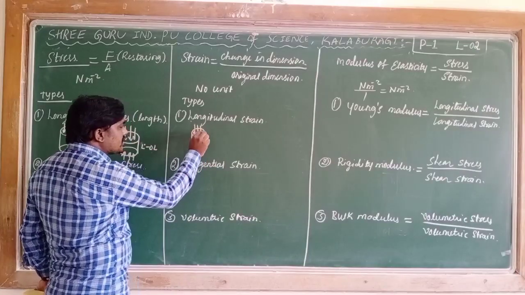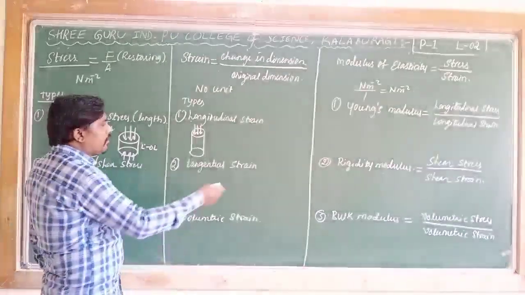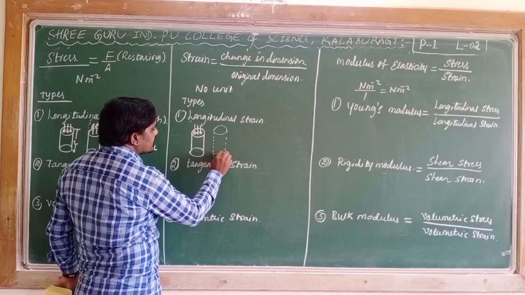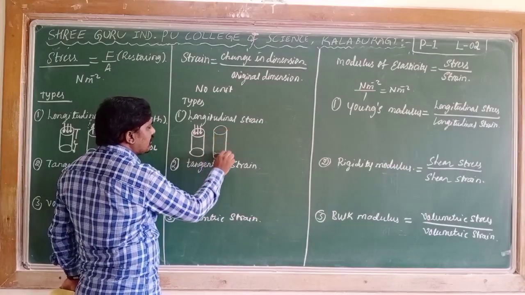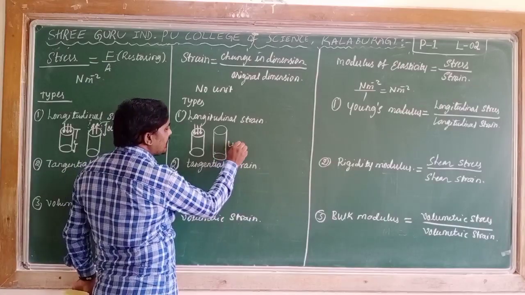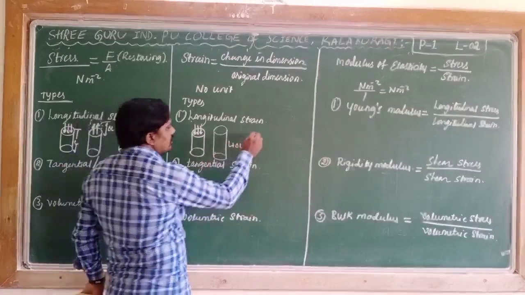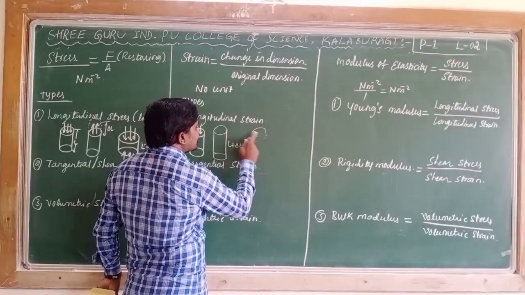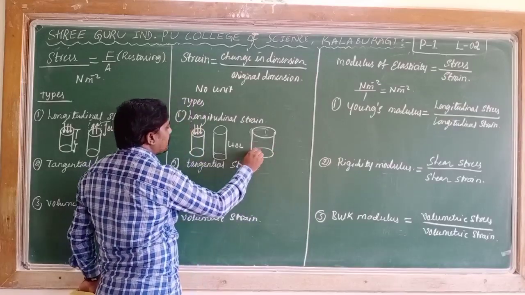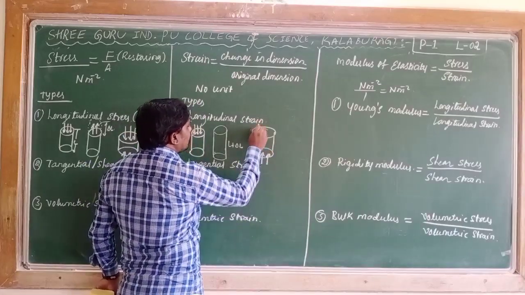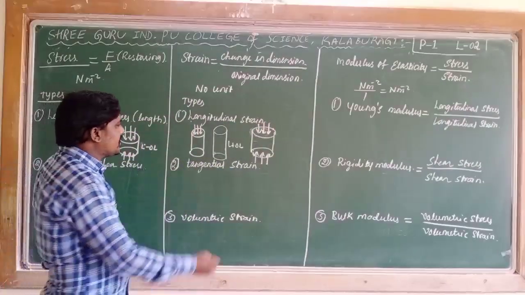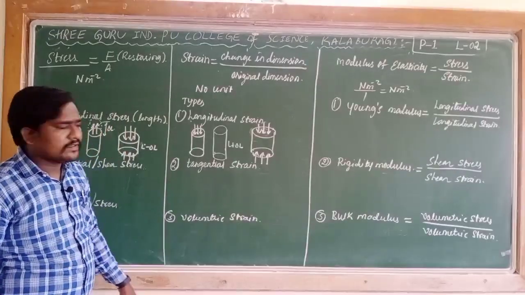Here we applied forces normally over the surface of a body. The body's shape is going to change, the length is going to change. The body gains a particular amount of strain. Because of that strain, the length is going to increase, L plus delta L. The length increases, and here the length decreases. Why? Because here force is applied perpendicular over the surface of a body. Along the direction of applied force, the length decreases, which we call compressive strain.